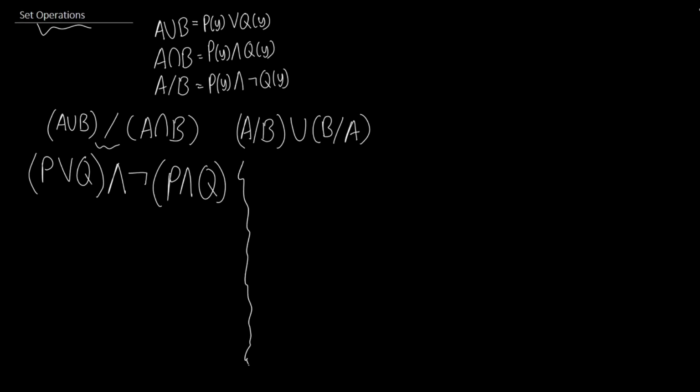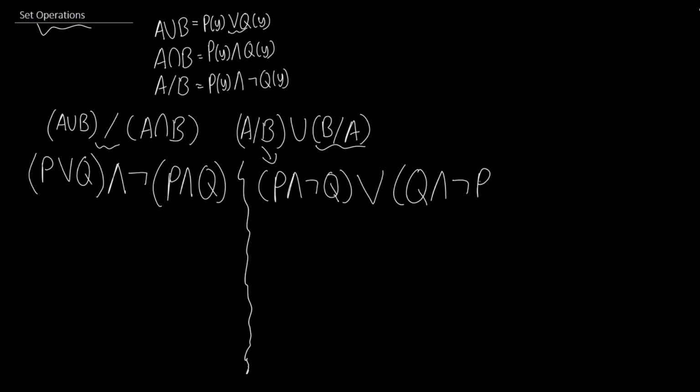So let's segregate this part over here and let's translate this guy. This guy is just P and not Q. And we union that together. So the union is an OR statement. And we just have to combine that with B takeaway A, which is Q and not P. All right, so we can make a logic table now, and let's see whether or not they are equal.